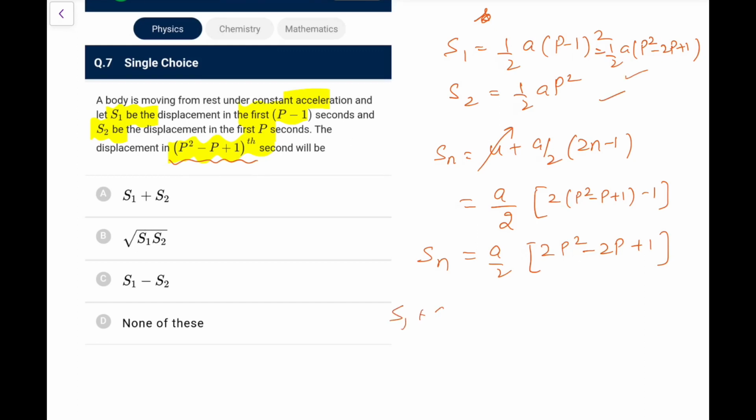If I add them, just by adding them, what we can get is half a p square, 2p square minus 2p plus 1, so you get this. So just simply look at this. This was for first p minus 1 seconds, this is for first p seconds, this is for a particular second. So it's simply a mathematical thing. You have to observe how you can do this.